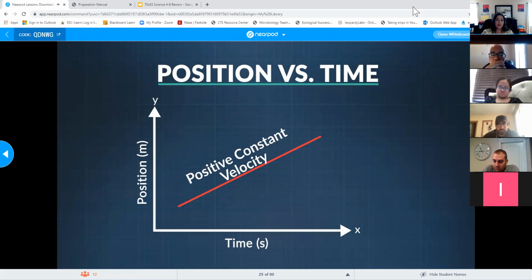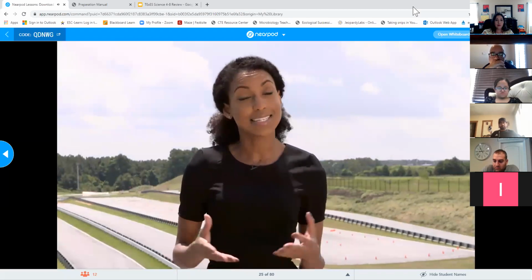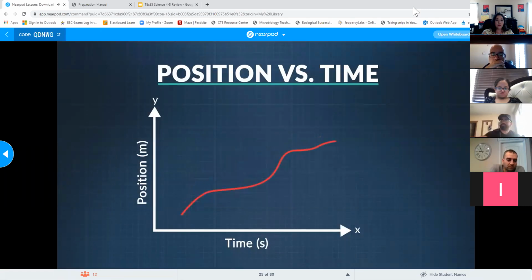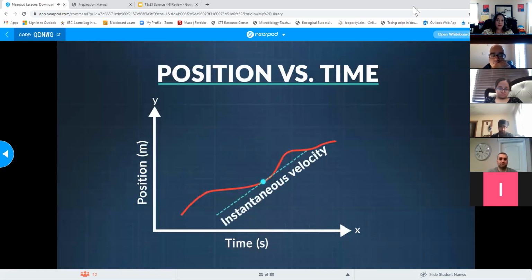By looking at the slope of the line in a position time graph, we can learn about an object's velocity. It makes sense that this object is moving at a constant velocity because the slope of the line is not changing. We're covering the same amount of distance in the same amount of time. We can calculate the constant velocity by finding the slope of this line. If the velocity wasn't constant, we can calculate the average velocity by drawing a line between 2 points in time and find out the slope of that line. If we want to know the instantaneous velocity, or our velocity at a given point in time, we can draw a tangent line from that point in time and find the slope of the tangent.